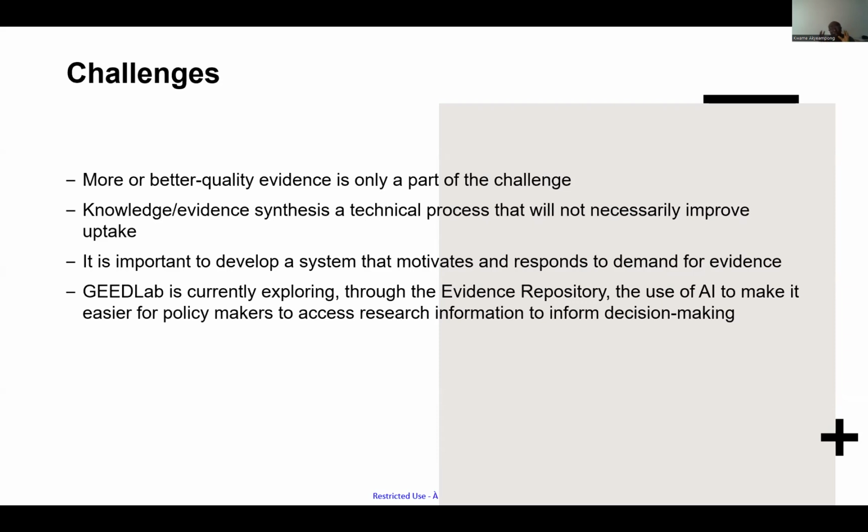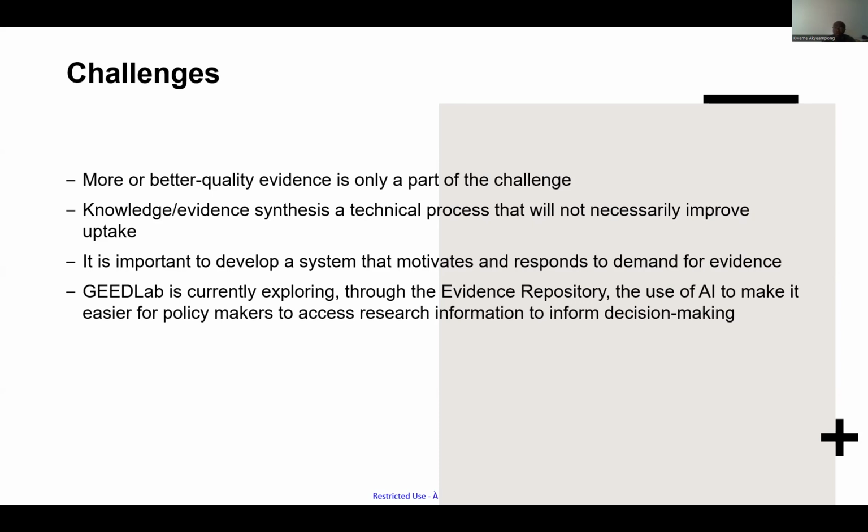If you provide a lot of evidence, there's very little guarantee that this will lead to uptake, even by the policymakers. So we do need to develop a system that motivates and responds to the demand for evidence. I think that's the most important thing. On the one side, we are focusing on the generation of evidence, the systems in place to make sure the evidence is available. But how do we create demand?